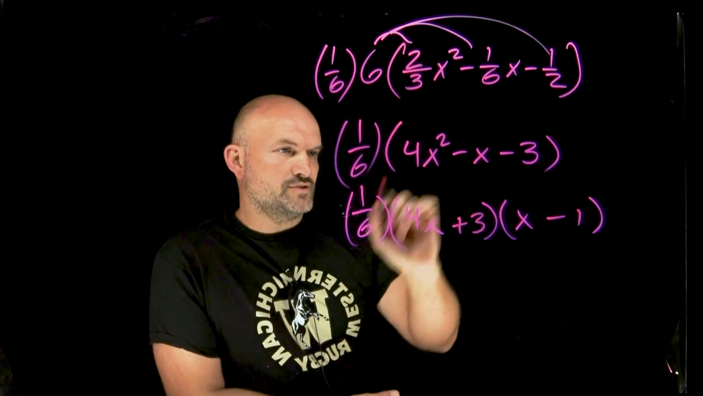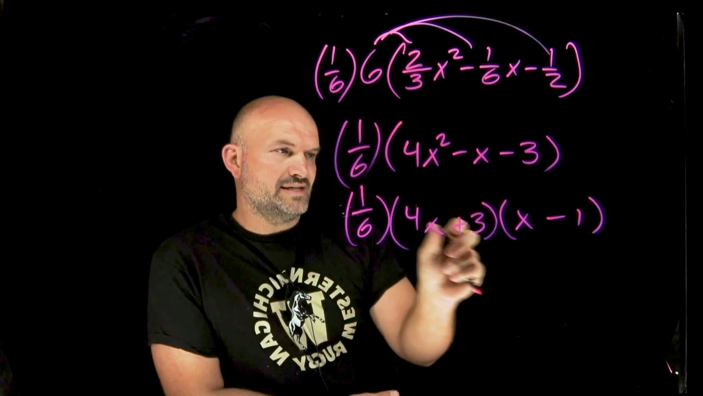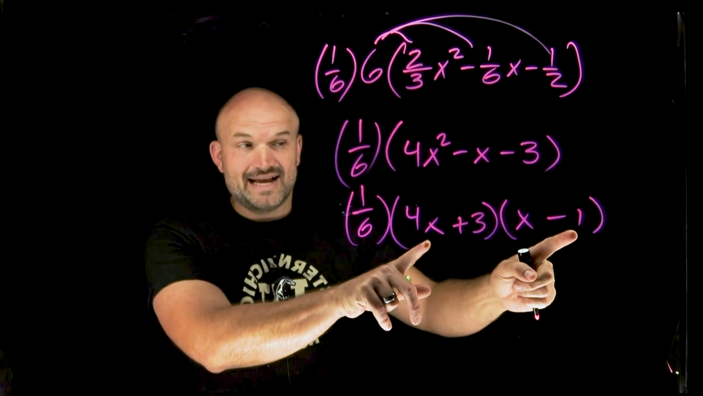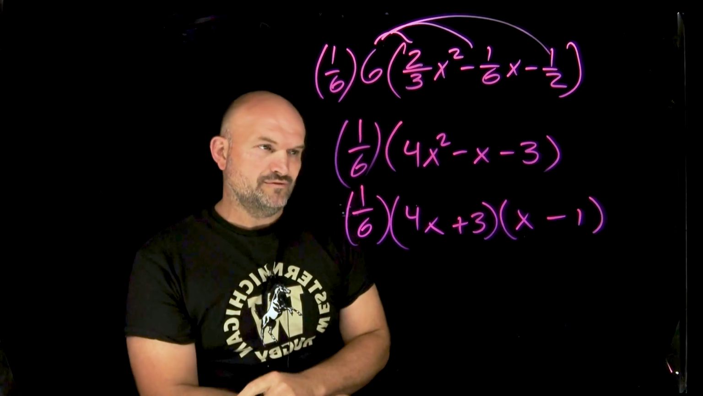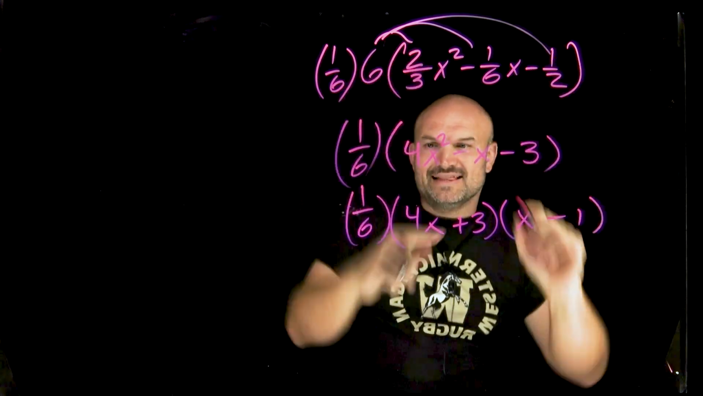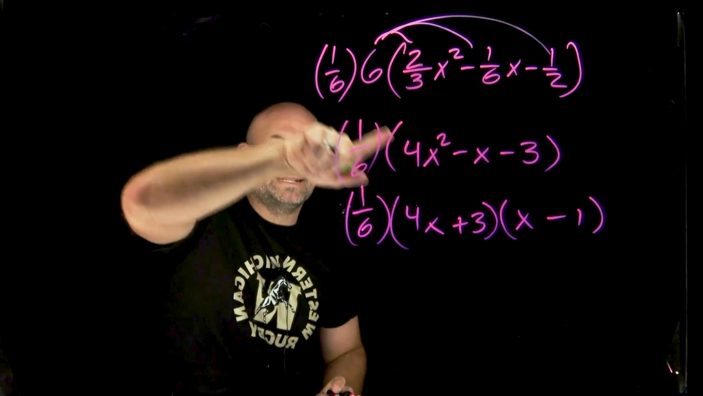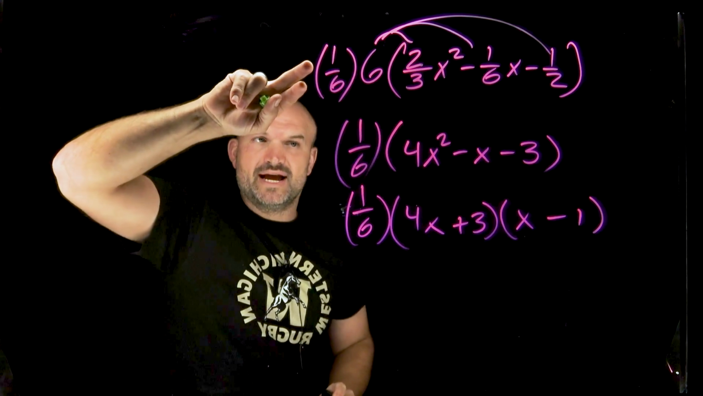4x times x is 4x squared, good. And 3 times -1 is -3. And then these two give a 3x, and these two give a -4x. -4x plus 3x is going to be -x. Perfect. That's exactly what we're looking for. But again, remember, these two do not multiply to give us this. That's why it's so important when you multiply by 6 to get rid of your fractions, to have everything still preserved, you've got to multiply it also by 1 over 6.